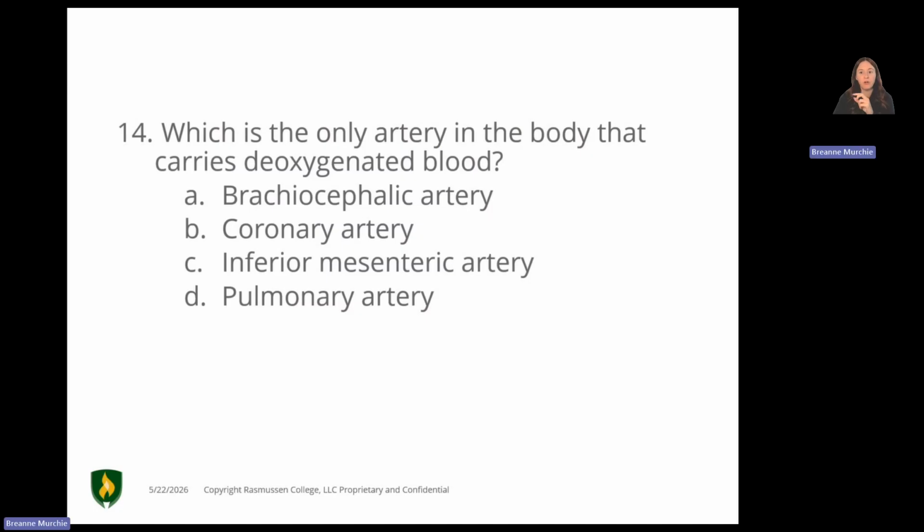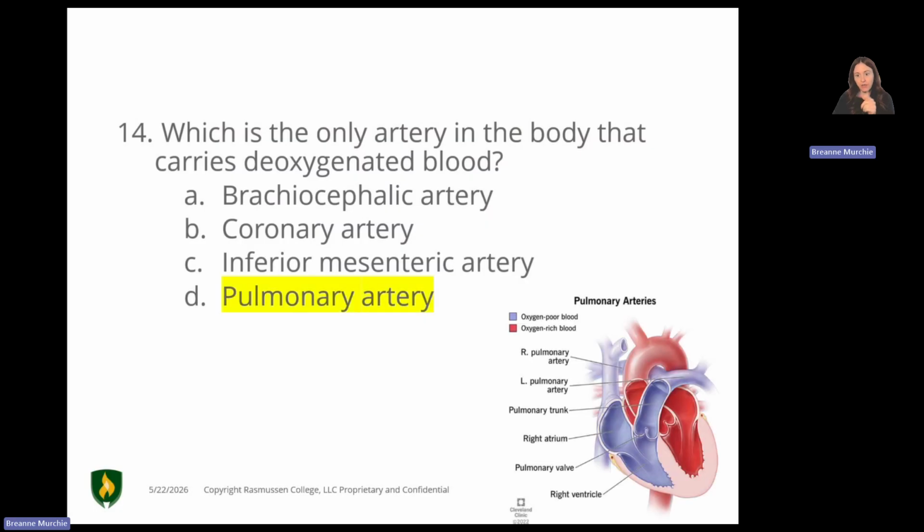Number 14, which is the only artery in the body that carries deoxygenated blood or oxygen poor blood? That is going to be your pulmonary artery. That's because it's still carrying blood away from the heart. That's why it's an artery, but it's connected to the right side of the heart. That right side of the heart has oxygen poor blood. The pulmonary artery is sending that oxygen poor blood away from the heart towards the lungs to pick up that oxygen.